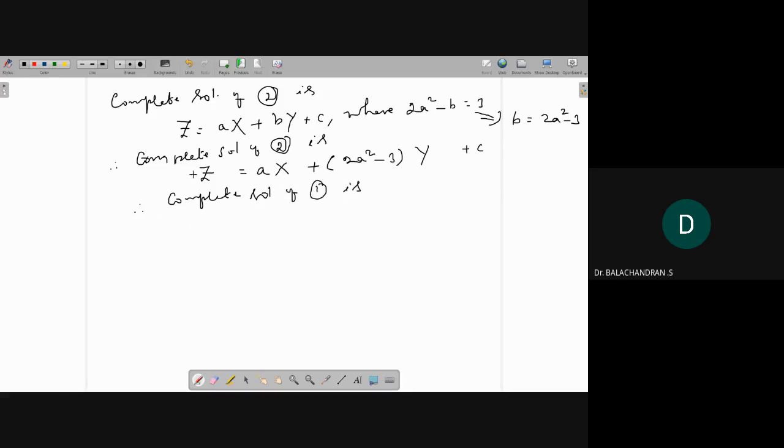So instead of capital Z, you should replace by log Z. Capital X is equal to x power minus 1 plus 2A square minus 3 into capital Y equal to log Y plus C. So this is the complete solution of equation 1.